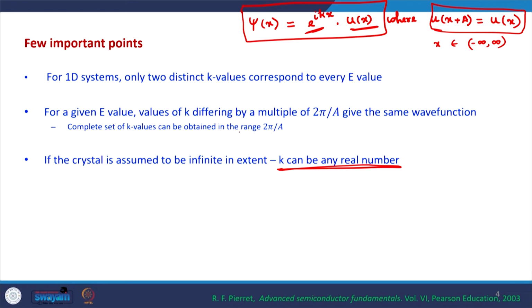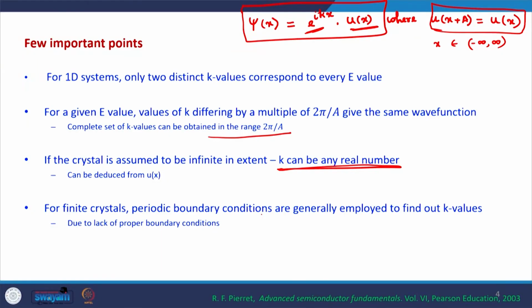Another constraint is that the complete set of k values can be obtained in the range of 0 to 2 pi by a. In other words, it also means that if 2 k values are located 2 pi by a distance from each other, then the wave function corresponding to these 2 k values will be the same.